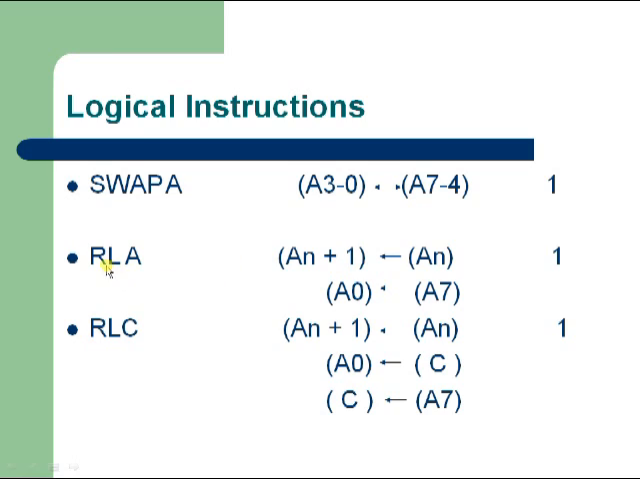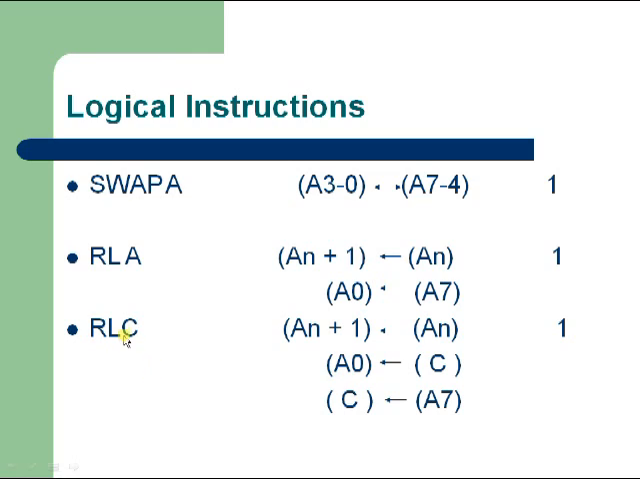Okay, and RL A, rotate left A, which is nothing but An is copied into An plus 1, and A7 is copied into A0. So here it forms a rotate operation, which is nothing but if n is 0, then A0 will be shifted to A1, A1 will be shifted to A2, A2 to A3, A3 to A4, A4 to A5, A5 to A6, and A7 is again shifted to A0. This is what a rotate operation means.